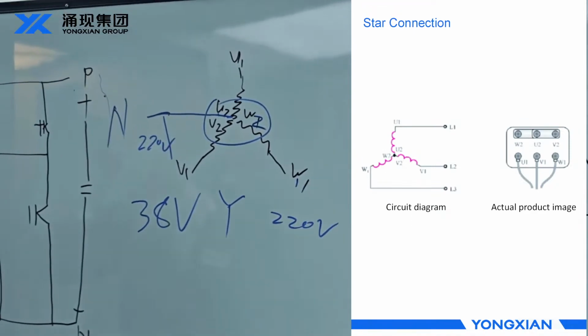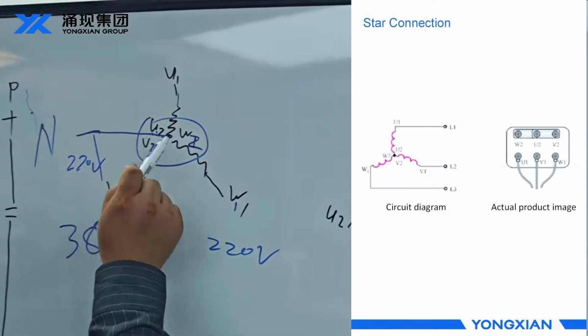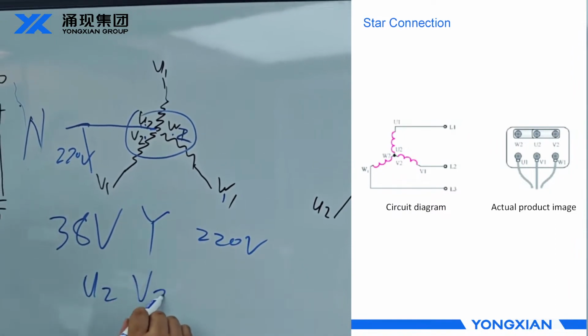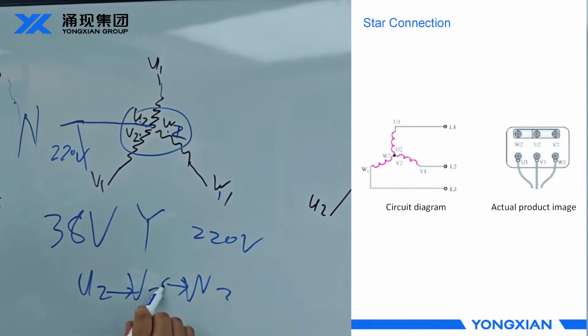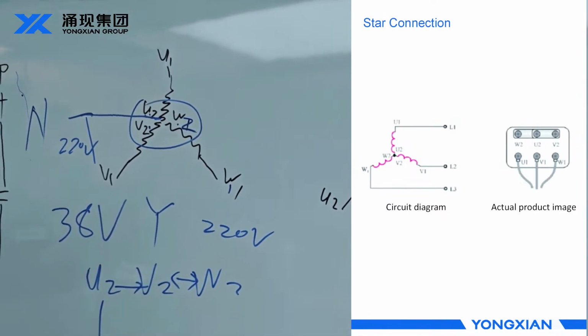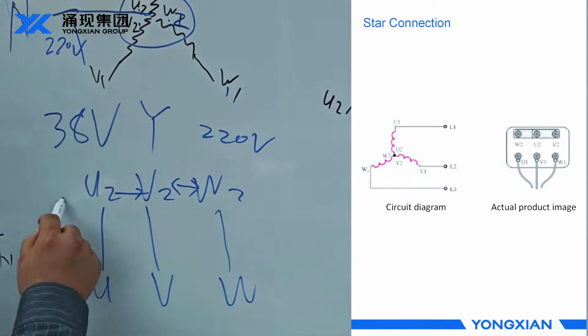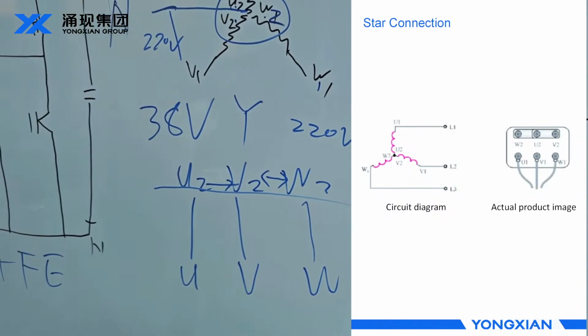So our star connection is usually made by connecting U2, V2, and W2 together. The star connection is connected like this.